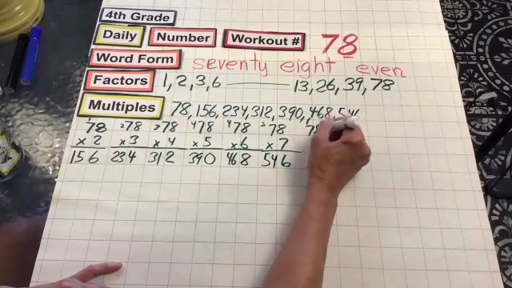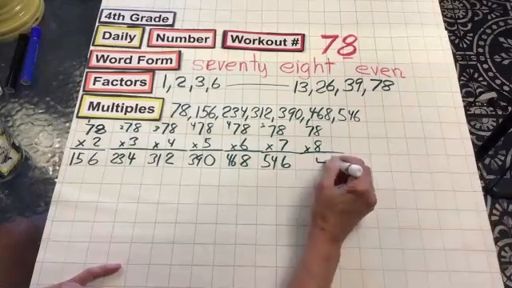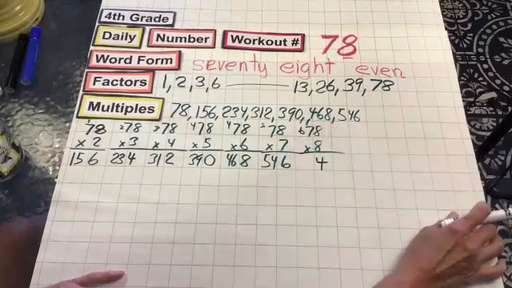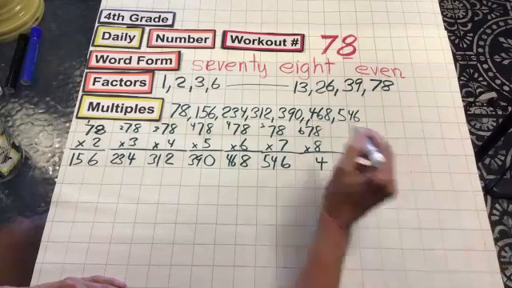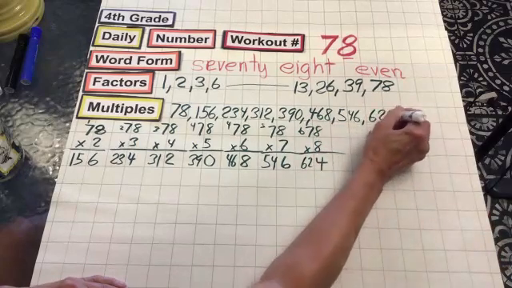546. 78 times 8. 8 times 8 is 64. Drop the 4, carry the 6. 8 times 7 is 56, plus 6 is 62. 624.